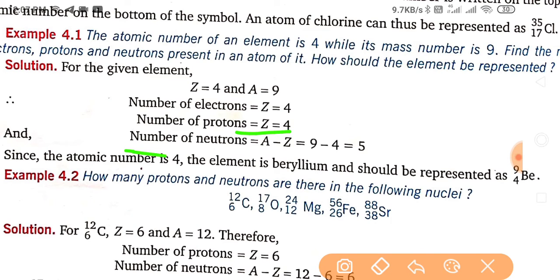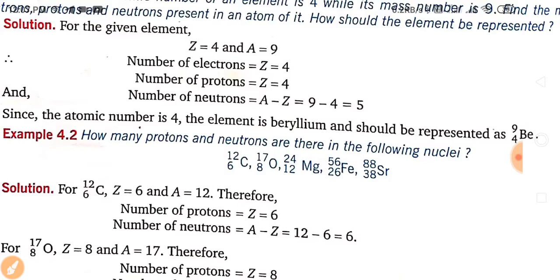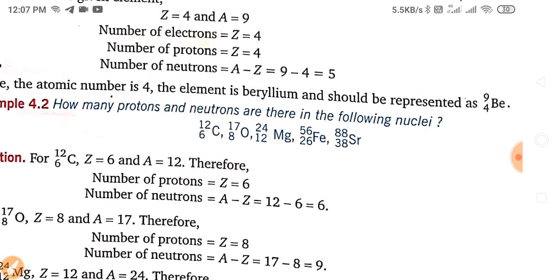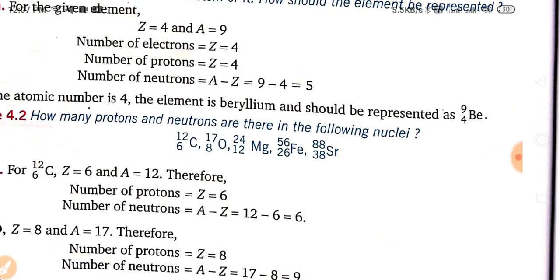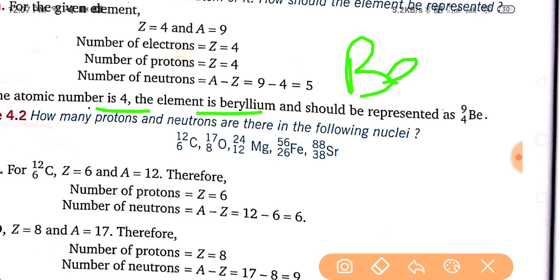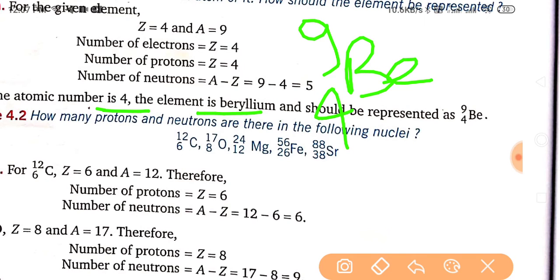And if we have to calculate the number of neutrons, we just subtract the number of protons from the mass number. So 9 minus 4 is equal to 5. Since the atomic number is 4, the element is beryllium. If we see in the periodic table, the element which bears the atomic number 4 is beryllium, Be, and we can represent it with its proton number 4 and its atomic mass 9, like that.